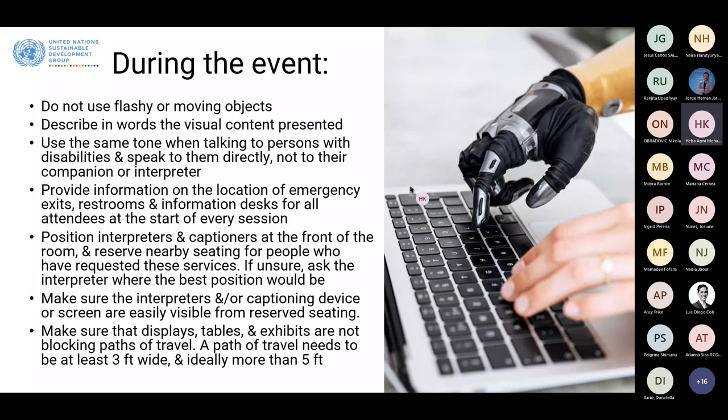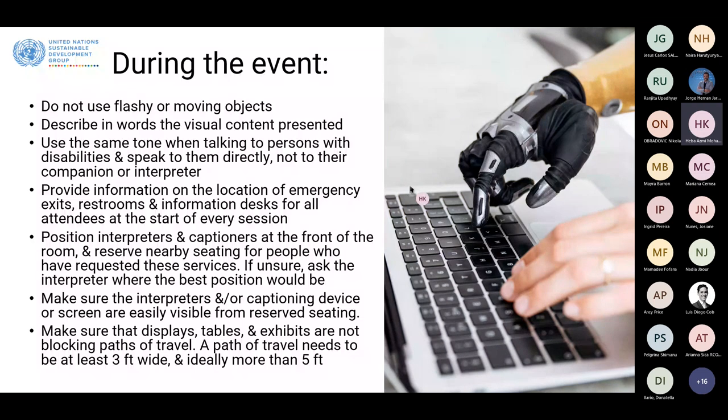Also, it is very essential not to use flashy or moving objects, as this might trigger seizure reactions or physical reactions in individuals on the autism spectrum or individuals with some sensory disorders. Try not to use fluorescent lighting, because this also triggers some reactions for people on the autism spectrum. Also, describe in words any visual content being presented on the screen, and be sure to alert any presenters to describe in words any visual contents they present.